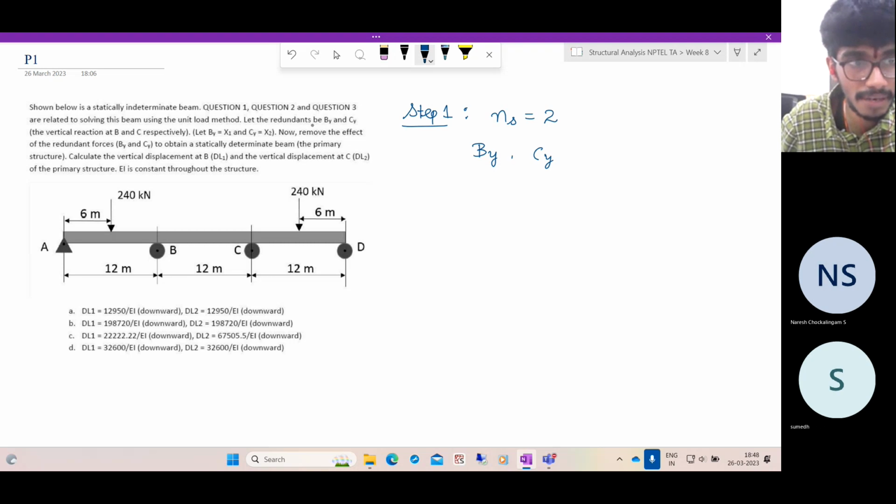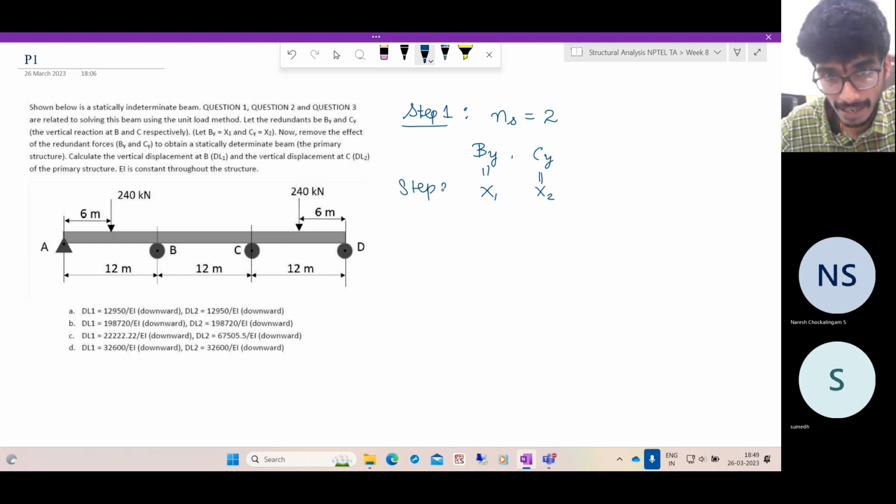Let the redundants be By and Cy. Let us call By the unknown x1 and Cy the unknown x2. So we have identified the redundants. Once we have identified the redundants, what should we do? We should draw the primary structure.